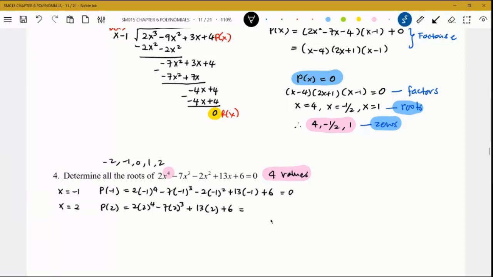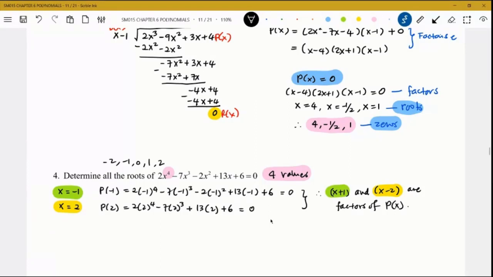Okay, so we get 0 as well. So based on these two, we know that x plus 1, mana datang x plus 1? Daripada yang ini. Okay, and second factor adalah x minus 2, datang daripada ini. These are factors of Px. Okay, baru ada 2.